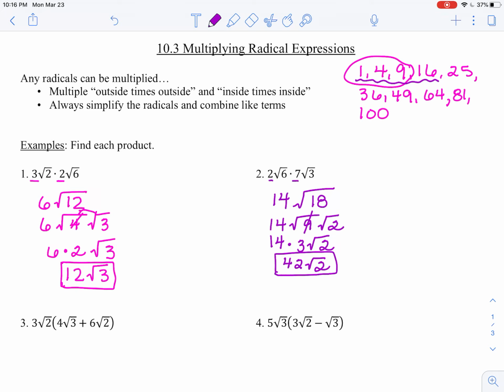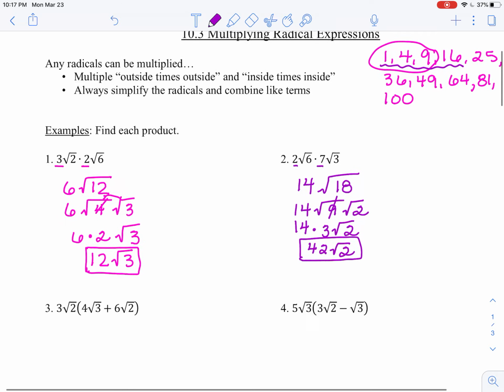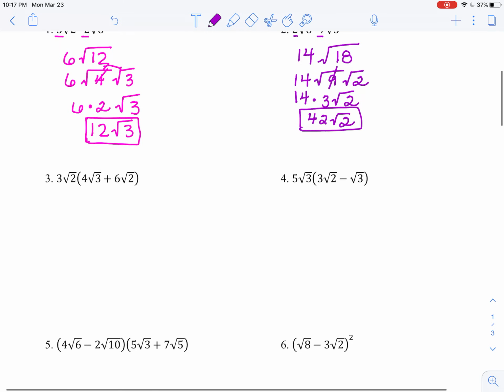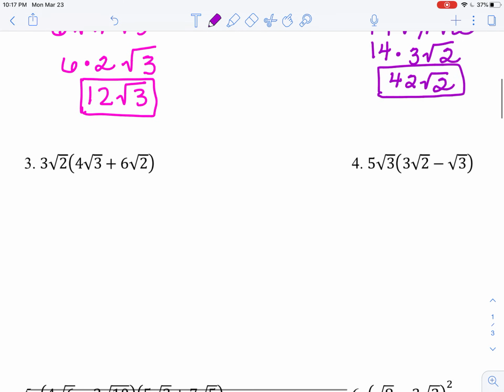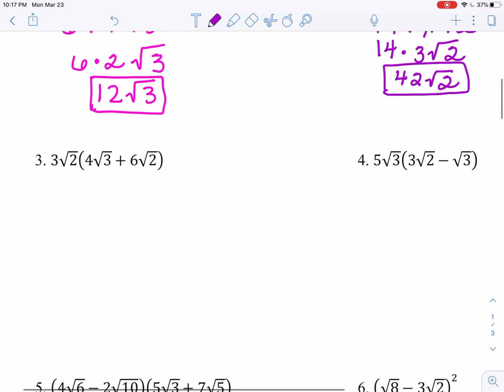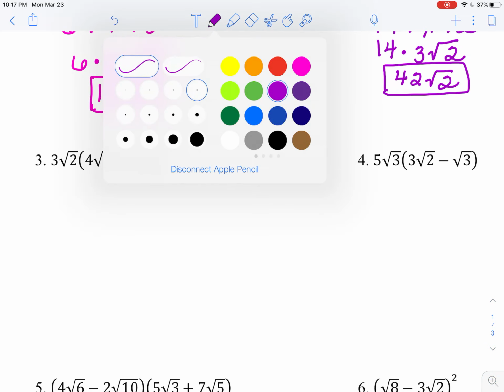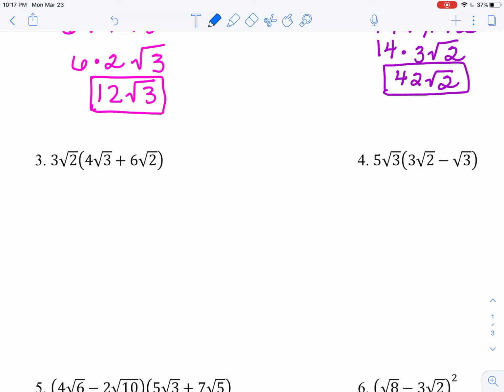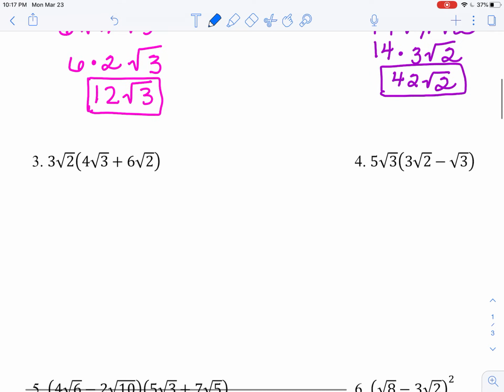We're going to be using some of the skills that we learned in the last chapter when we did the distributive property, multiplying monomials and binomials. So those properties are going to come in handy when we start looking at questions like number 3. So in question number 3, in order to multiply a single term by a binomial, we're going to use the distributive property. So take one part at a time.